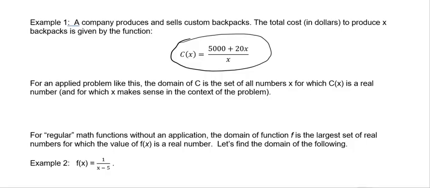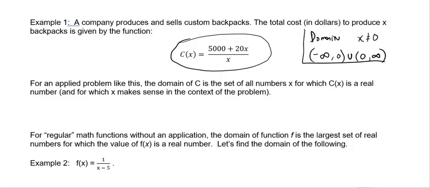So if there's no application to this, you say, oh, I can't divide by 0, so the domain is x cannot be 0. In interval notation, we say, well, we start at negative infinity, go to 0, and we skip 0, and we go to infinity. This is interval notation. This big U means union of these two sets. This set is from negative infinity to 0, and this is from 0 to infinity.